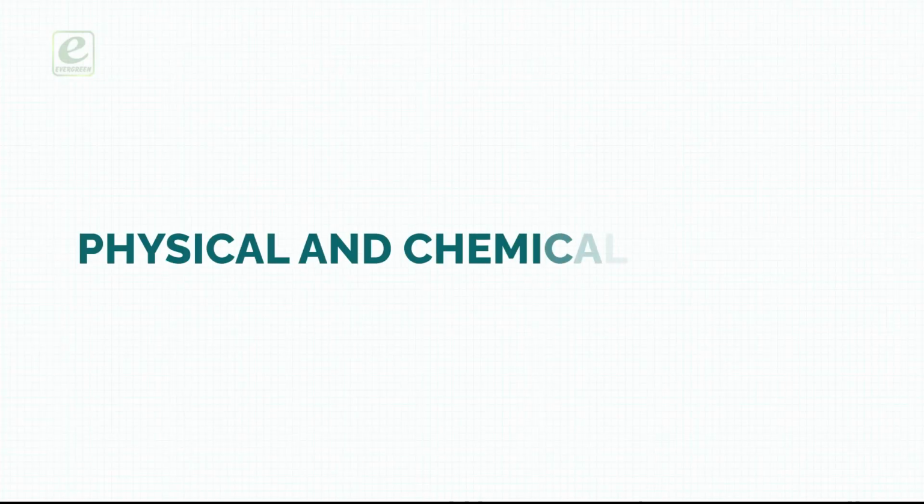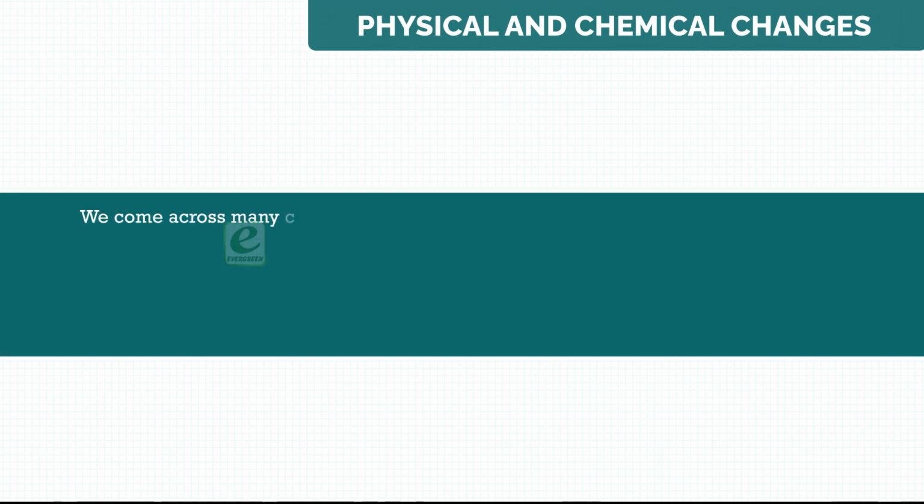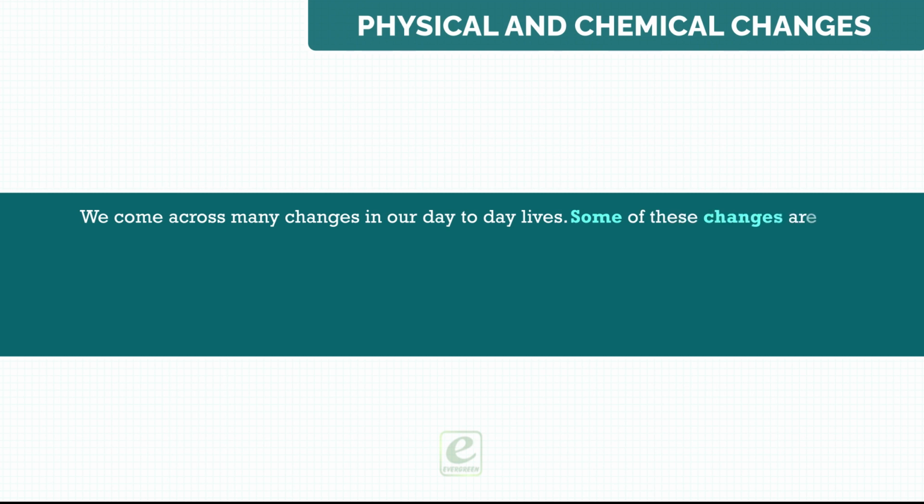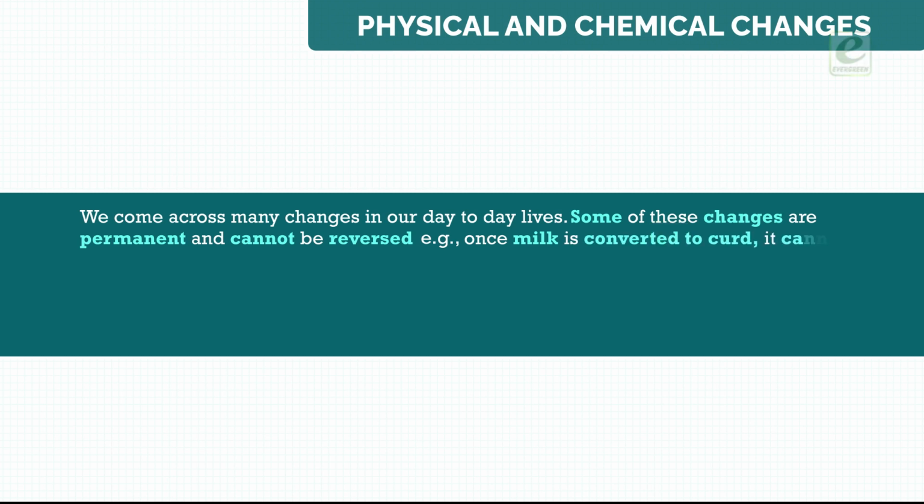Physical and chemical changes. We come across many changes in our day-to-day lives. Some of these changes are permanent and cannot be reversed. Example, once milk is converted to curd, it cannot be converted back into milk.